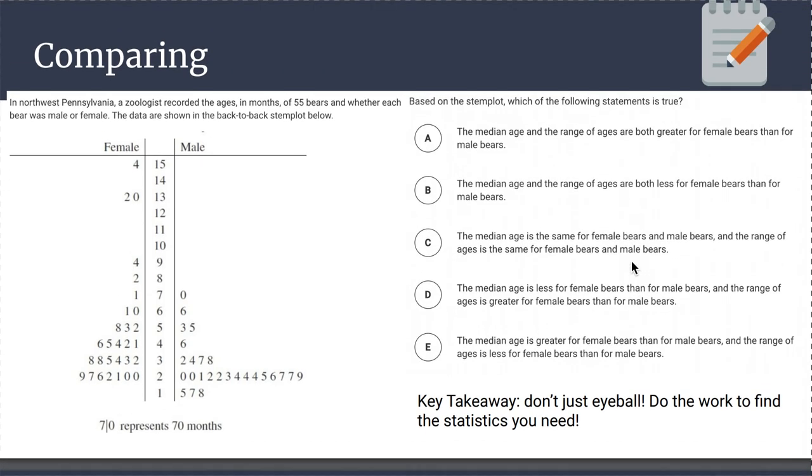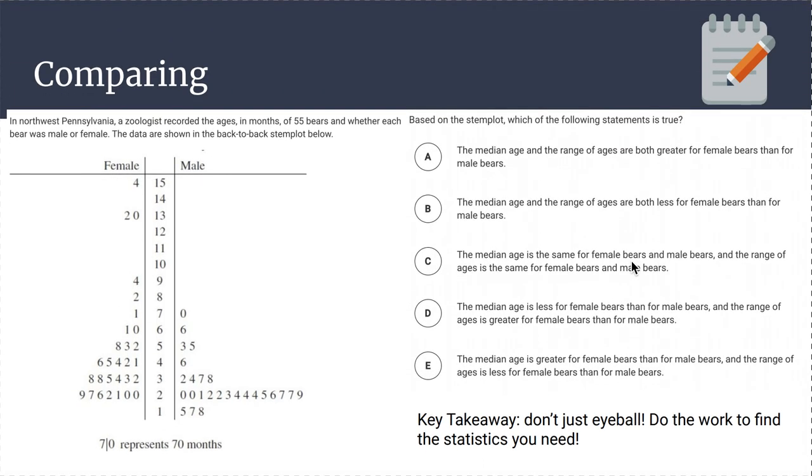All right. Let's take a look at some example test questions that have actually appeared before. Now, this one's kind of long. In Northwest Pennsylvania, zoologists recorded the ages in months of 55 bears and whether each bear was male or female. The data are shown in the back-to-back stem plot below. Female, male bear data over here. 7 bar 0 represents 70 months. It's the ages, right? Based on the stem plot, which of the following statements about the median age is true?